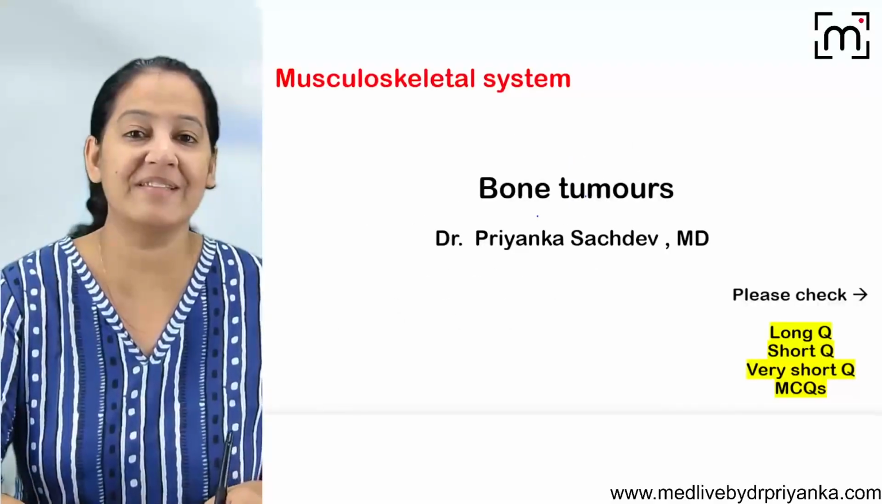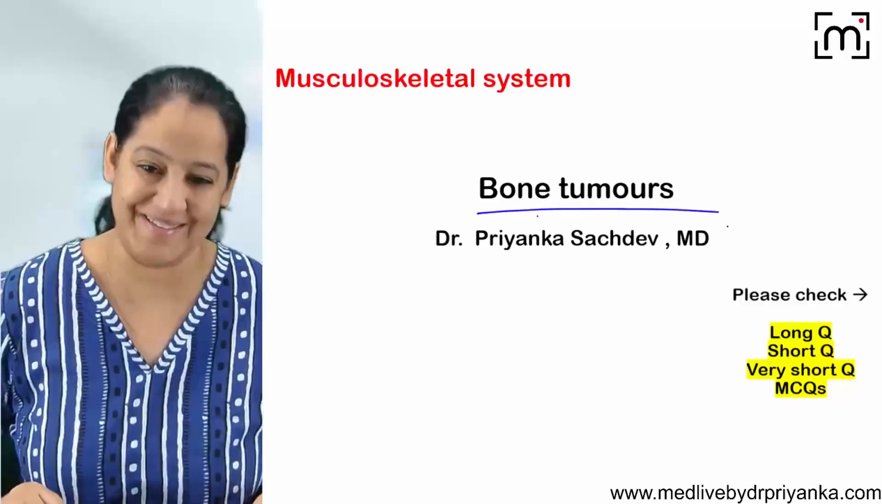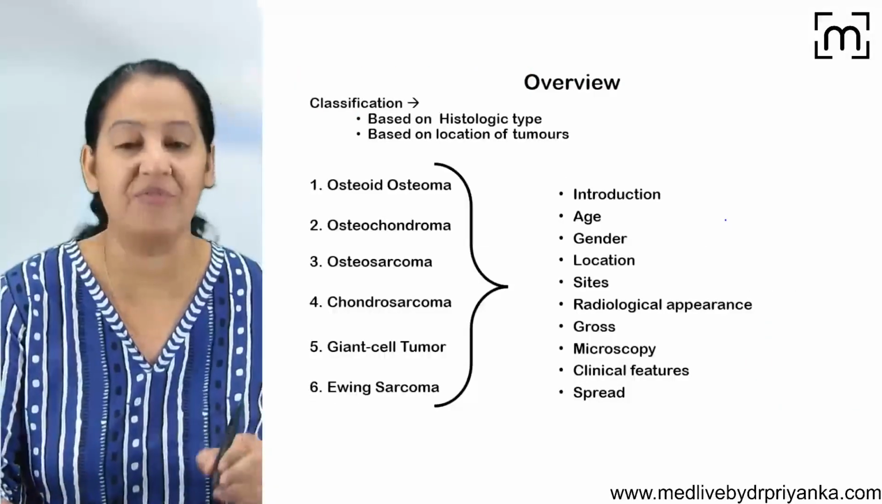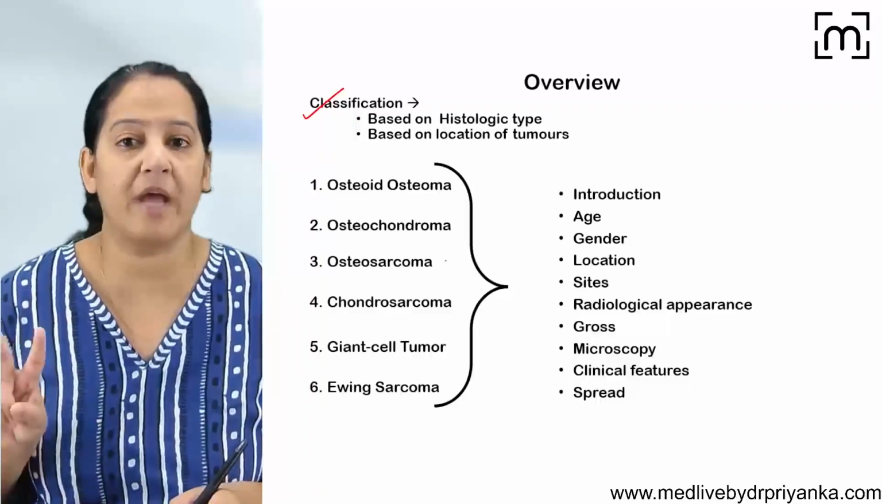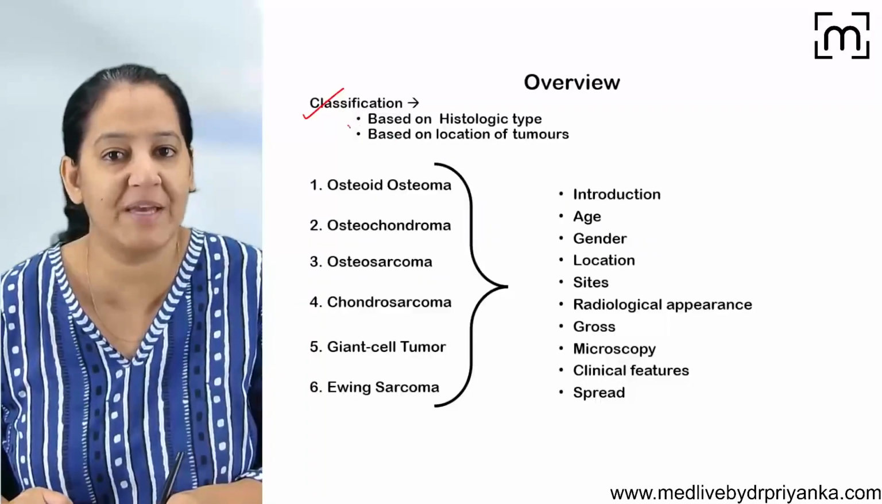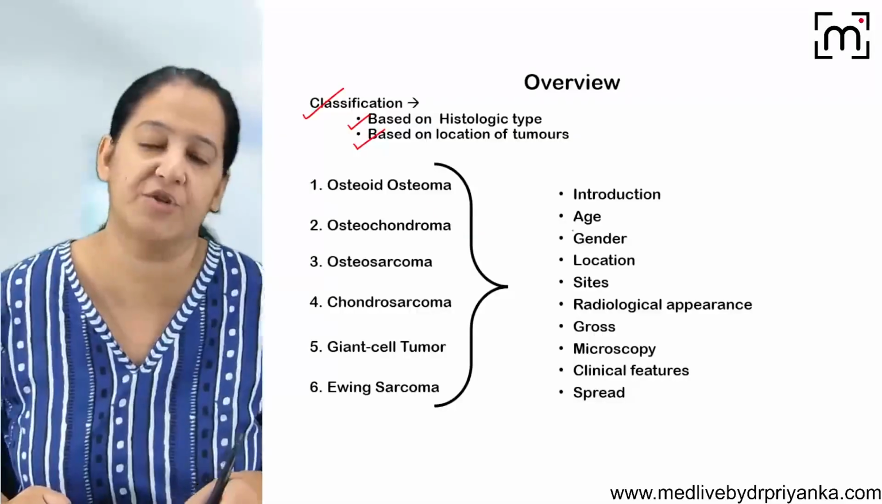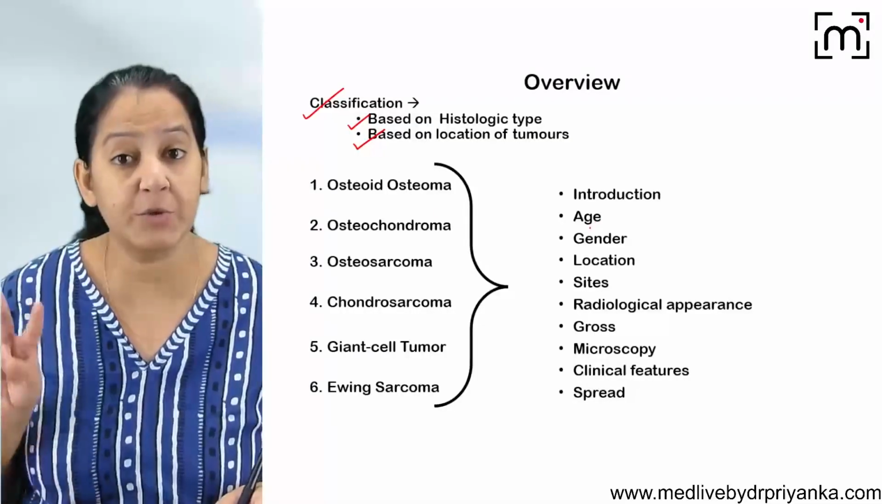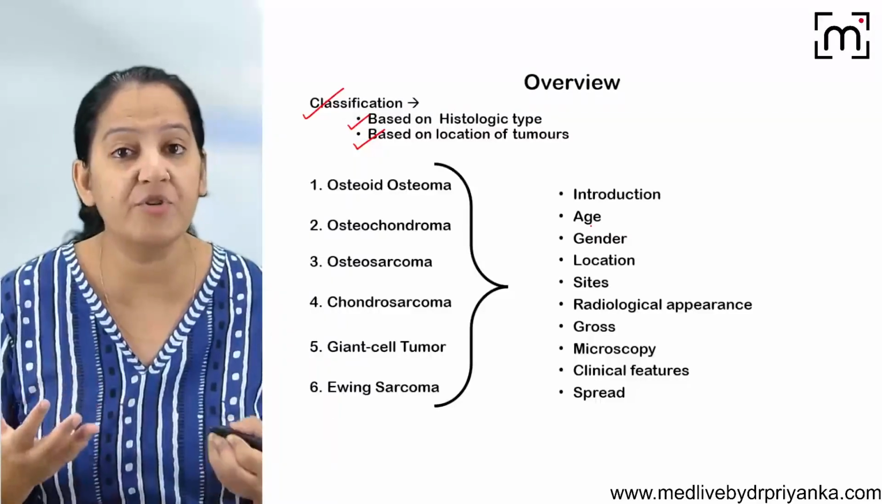So here you can see we are starting the topic, the ultra important topic, that is bone tumors. In this session, first of all, I will let you know the classification of bone tumors. We will be studying two types of classification. First classification is based on histogenic type, and the second classification is based on the location of the tumor in the bone. After that, we will start individual tumors one by one.